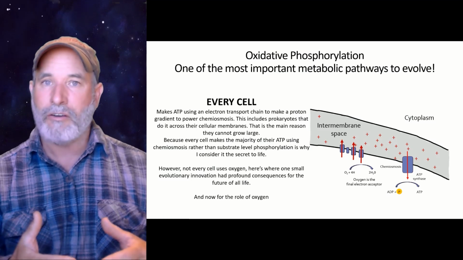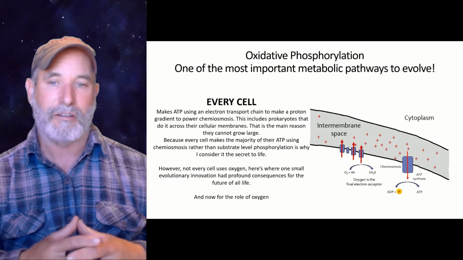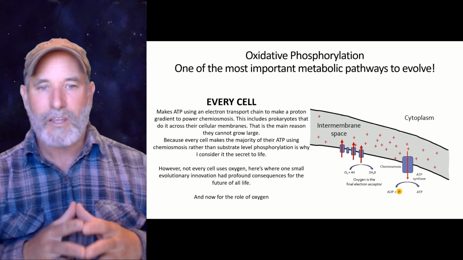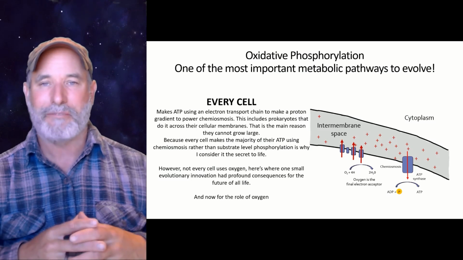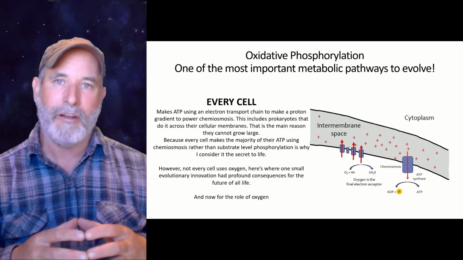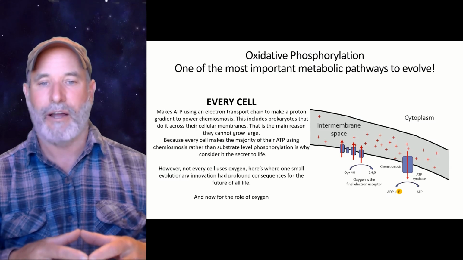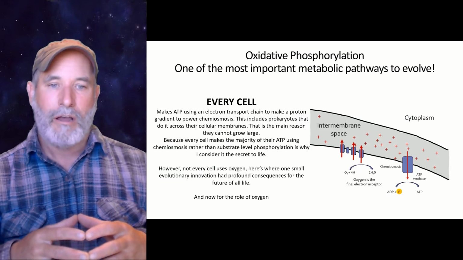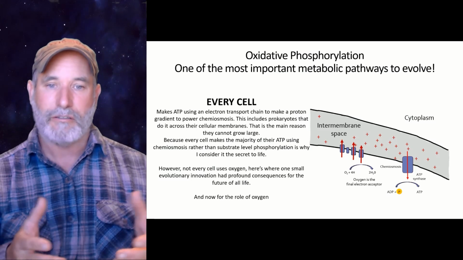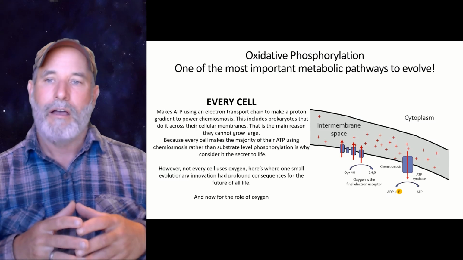And not every cell uses oxygen as an electron acceptor. Some have to use other elements that involve nitrogen as an electron acceptor, and they don't make as much ATP. And in fact, because prokaryotes are making the majority of their ATP across their membrane, that limits them in size, right? And that is important. Now, the fact that cells like ours use oxygen has profound consequences for the future of life, right?